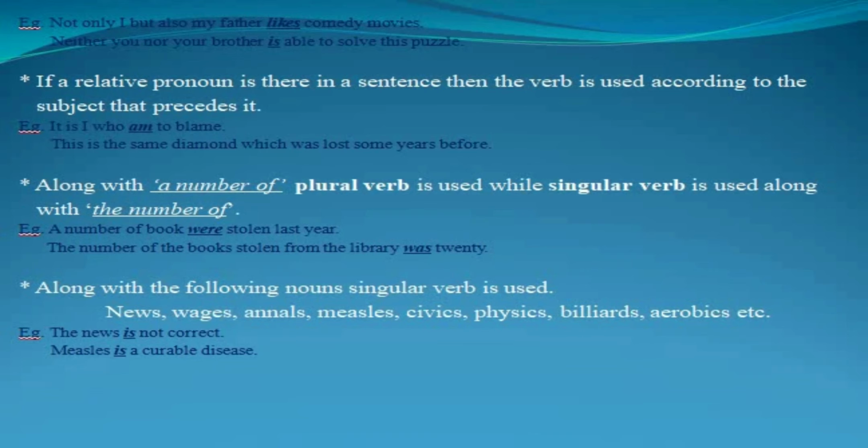So the first subject here is you and the second one is your brother. So the verb must agree to the second subject only in case of these conjunctions. So the second subject is a singular one, so we have used here is.